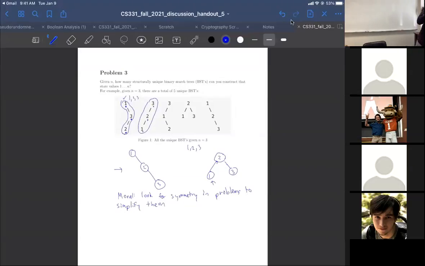My computer's running low on battery. Does anyone see an outlet that's nearby? I think that's the closest one, right? 1 minute. Okay.